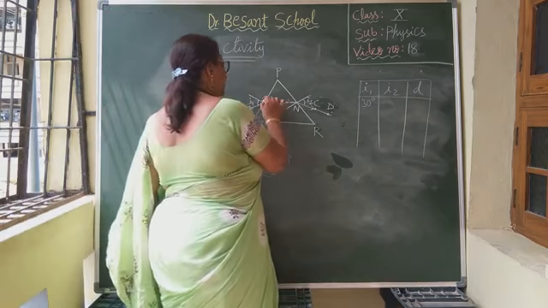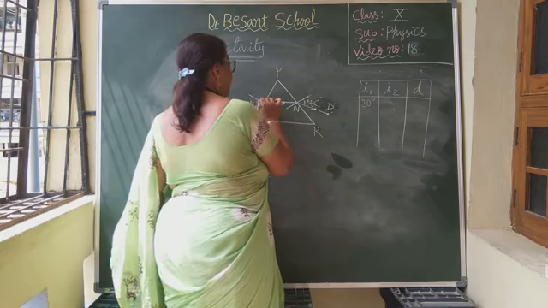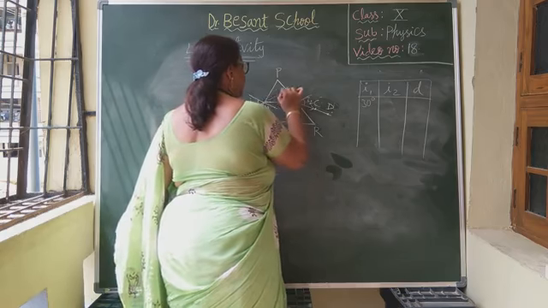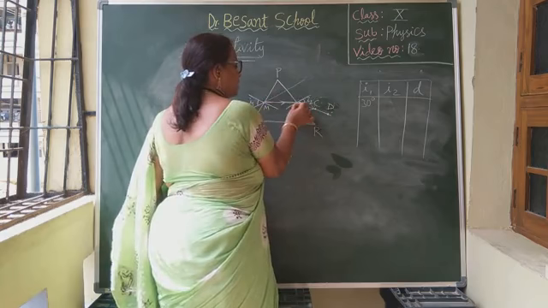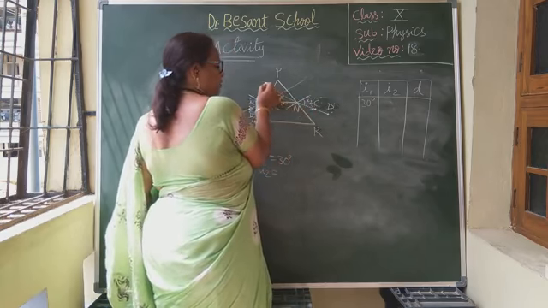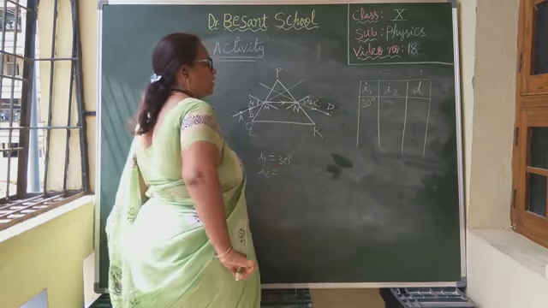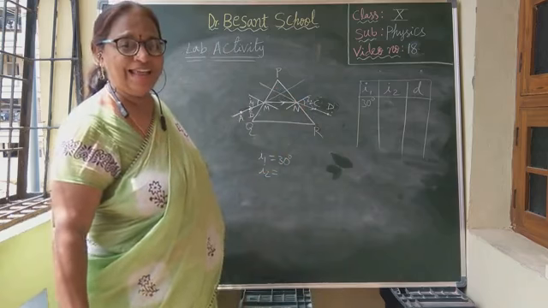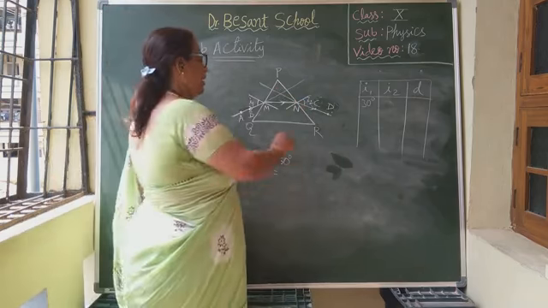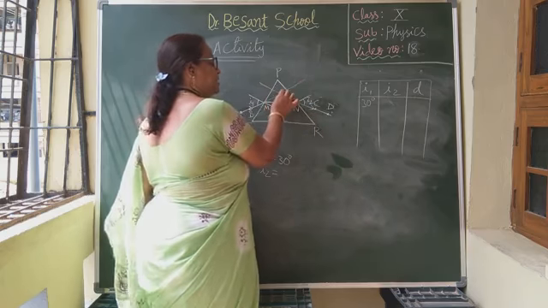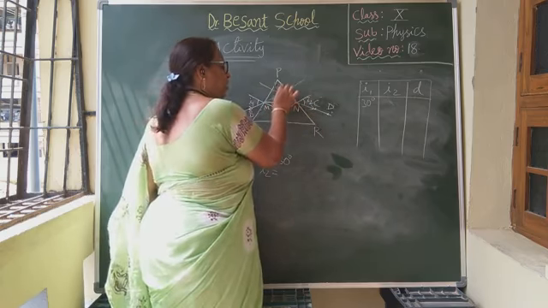Now extend this incident ray AB, and extend the emergent ray also. What are we extending for? You should extend only in a straight line. Why are we extending? To find the angle of deviation. Extend the incident ray and the emergent ray; both will meet at a point O.